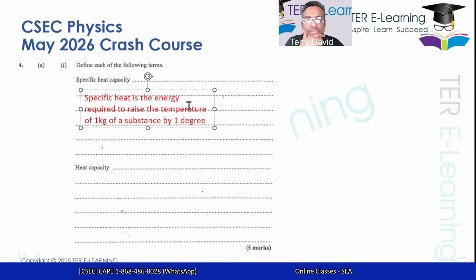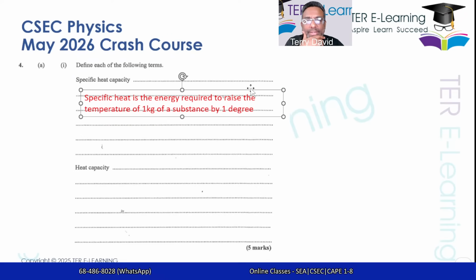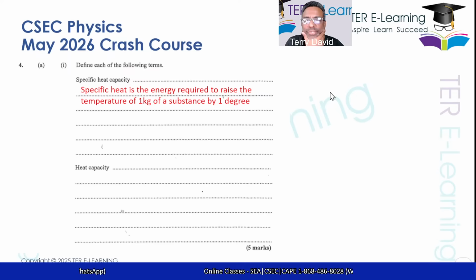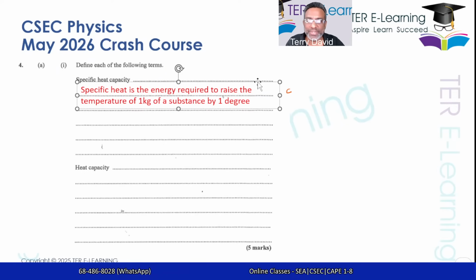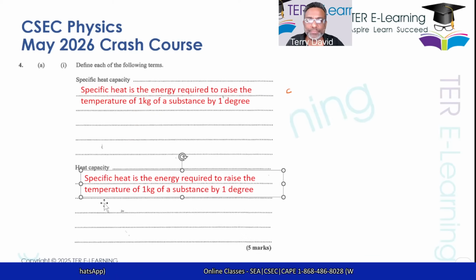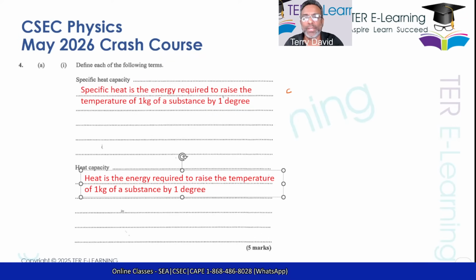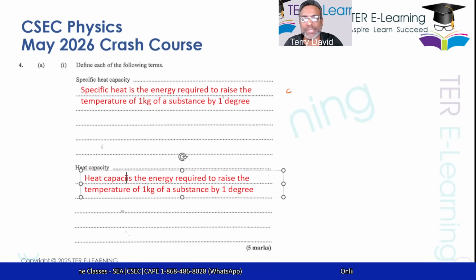Okay, so specific heat capacity is the energy required to raise the temperature of 1 kilogram of a substance by 1 degree, right? That's specific heat capacity, and that is usually a small c. Okay, small c is what we use here. For the second one, we want heat capacity. So this time we don't have specific, we just have heat capacity. So heat capacity, right? That's not specific heat capacity.